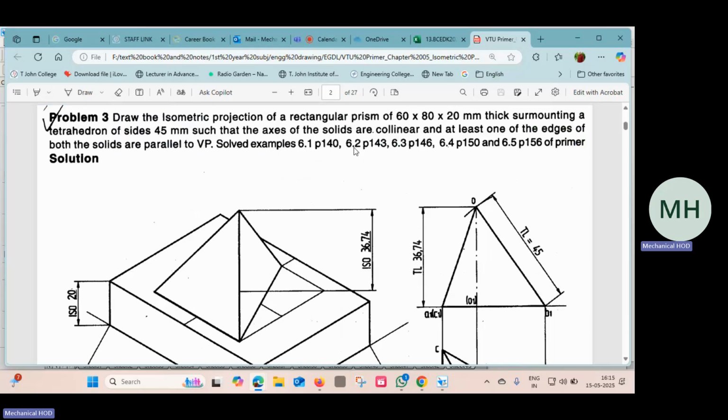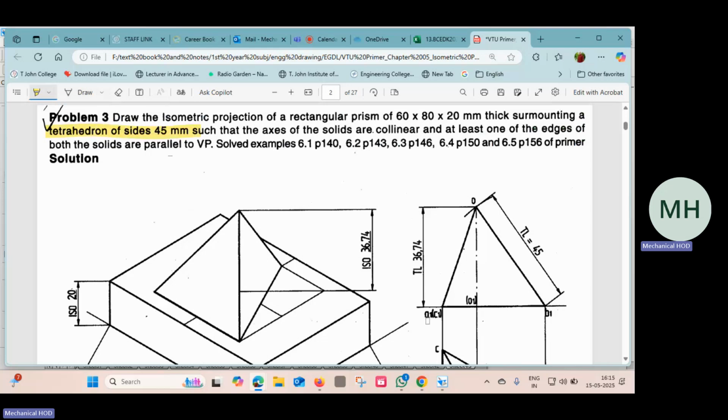Another important point to note is that for a tetrahedron, they give only the size, 45 mm. Only one dimension they give. They don't give the height of the tetrahedron, like in a pyramid, where they give the length of the base side and the height of the pyramid. They just give the tetrahedron of size 45 mm, which means the base side is 45 and the slant edge is also 45. This is the one thing we should notice for a tetrahedron.